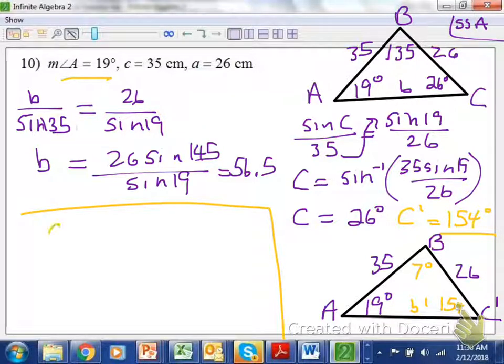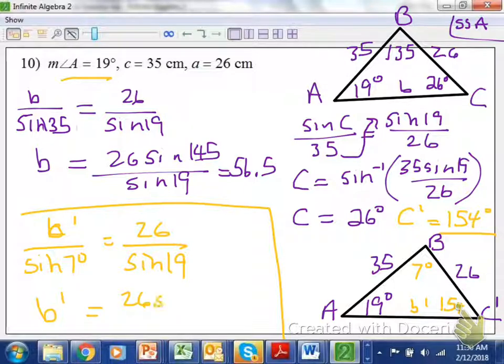Second triangle, b prime, right? B prime over sine of 7 degrees is equal to the given information, 26 over sine of 19, which means b prime is 26 times the sine of 7 degrees divided by the sine of 19 degrees. It's going to be a small value because it's across from the smallest angle. And what do we get for b prime? 9.7? And both our triangles are complete.